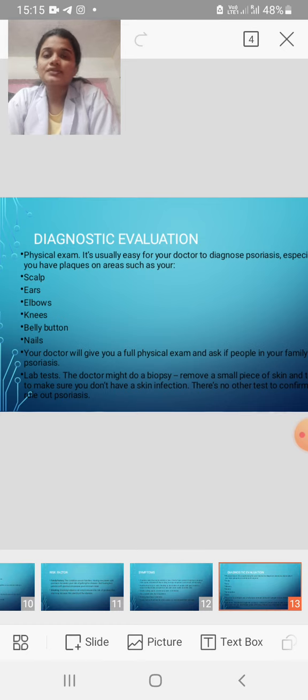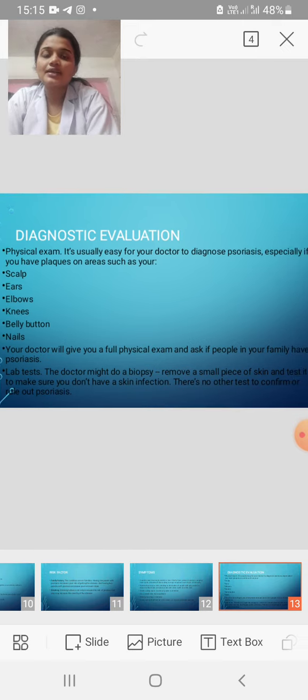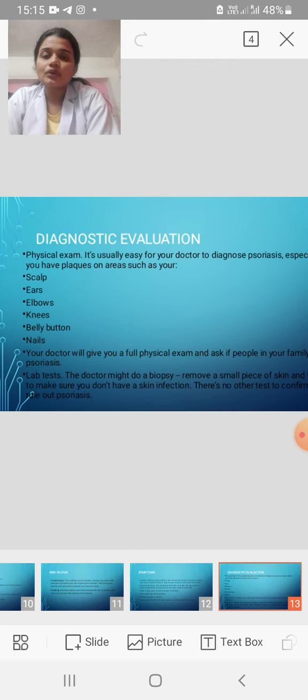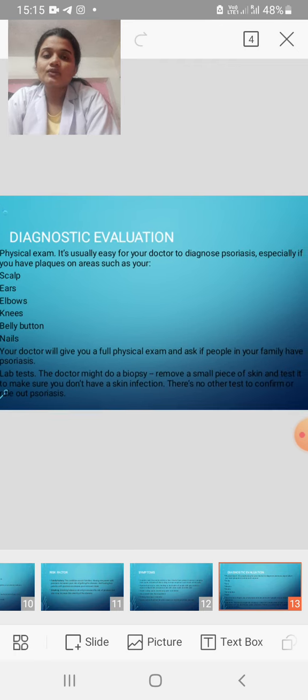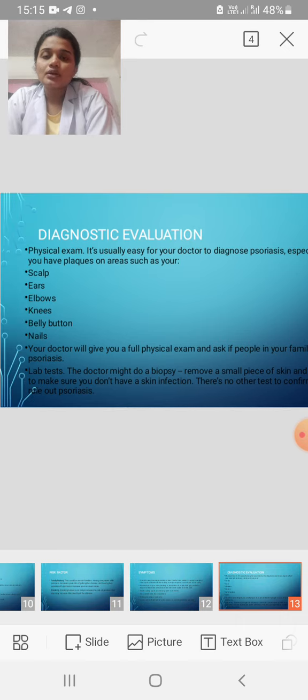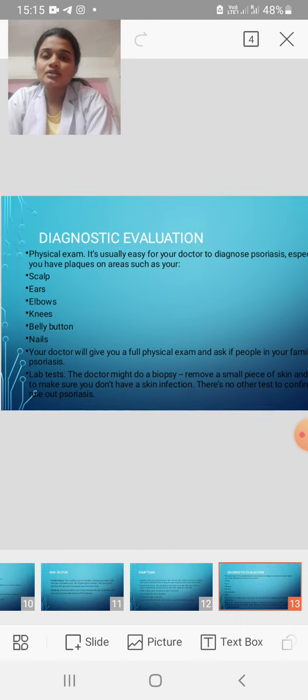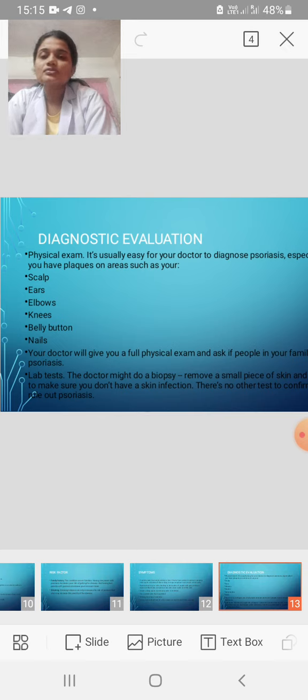Lab test. The doctor might do a biopsy, removing a small sample of skin and testing it to make sure you don't have a skin infection. There is no other test to confirm or rule out psoriasis. In these diagnostic evaluations we have seen the ears, elbow, knees, belly button, nails, and scalp, and the one and only lab test.